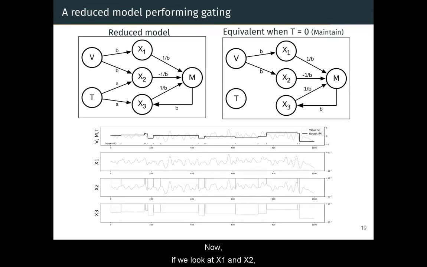Now, if we look at X1 and X2, they both receive the exact same inputs and have an opposite contribution to the output M. Therefore, they compensate, and the contribution of them both in the output is null. In the end, everything happens as if there were only the loop from X3 to M. Let's look more closely at this loop.